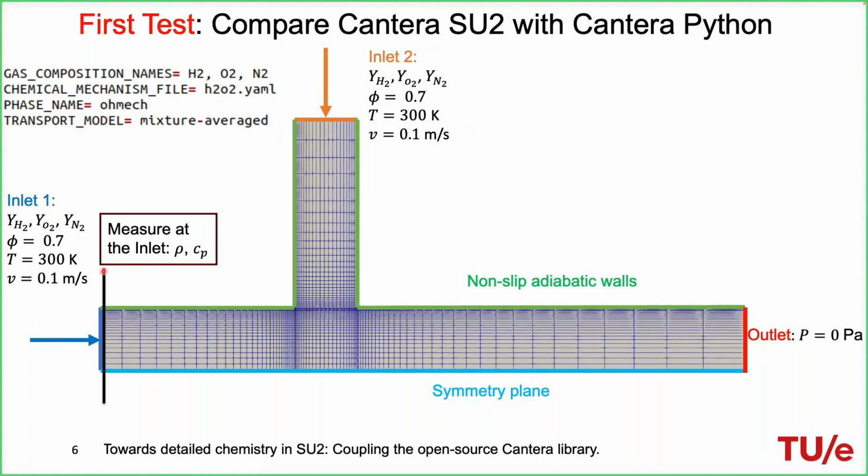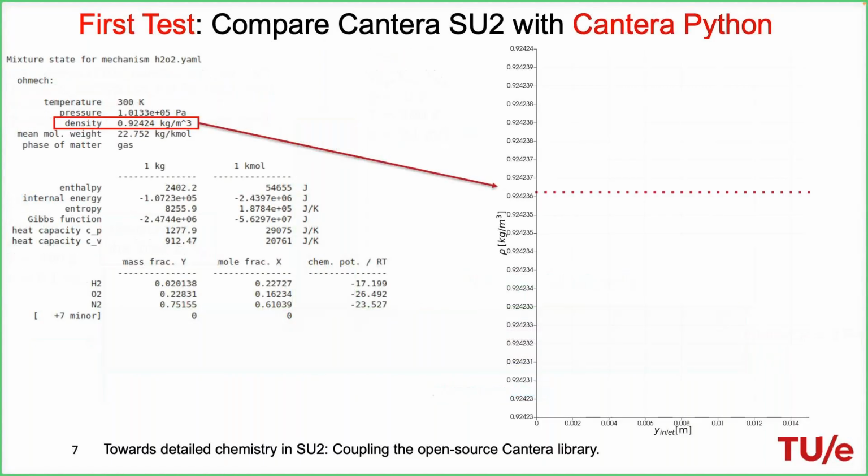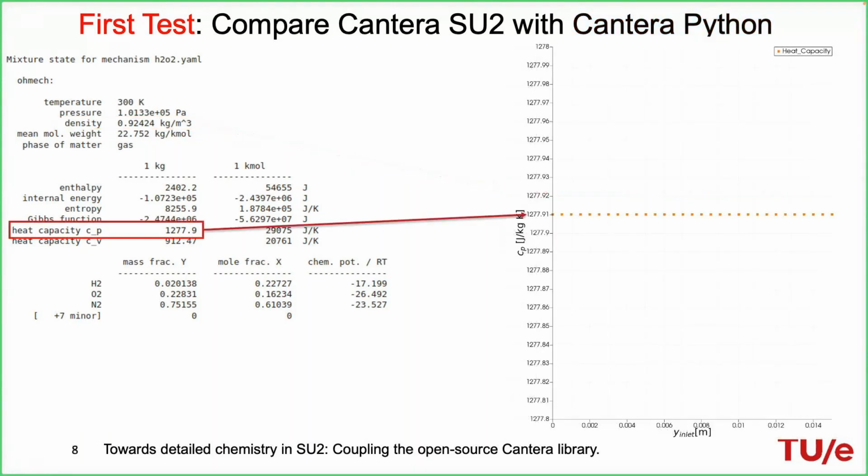We do that because we want to measure the density and the heat capacity at one inlet and compare with the value provided by Cantera using Python. If we perform this simulation, we can observe the following. This is the summary that the Python version of Cantera provides, where we can get the density, and in SU2 we can get the same value of density at the inlet, as you can see here. Also, if we compare the heat capacity, we can also retrieve the same value that Cantera provides. So with this, we have checked that we are retrieving the same values as Cantera Python.